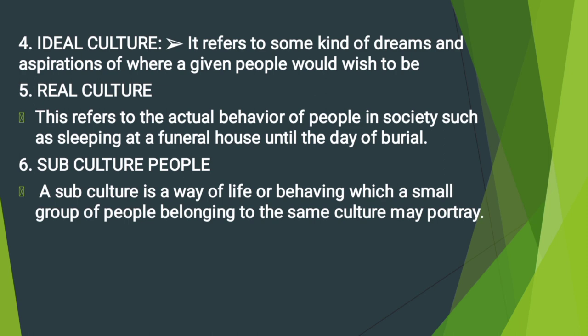Now we have ideal culture. Ideal culture refers to some kind of dreams and aspirations of where a given group of people would wish to be. For example, some of the blacks would wish to be whites, and some of the whites would wish to be blacks. Some of the poor people would wish to be rich, and some of the rich people would wish to be poor, just like that. So it refers to dreams and aspirations of where a given group of people would wish to be.